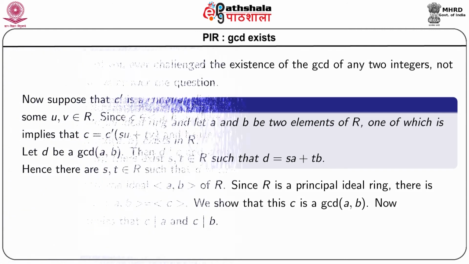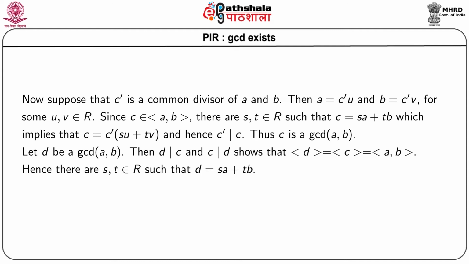Now, we show that any other common divisor C dash of A, B also divides C, and thus it will be proved that C is a GCD of A, B. For this, consider a common divisor C dash of A and B. Then we have some U, V in R such that A equals C dash U and B equals C dash V. Now, C belongs to the ideal generated by A, B implies that C is equal to SA plus TB for some S, T in R. If we replace A by C dash U and B by C dash V, then we get C is a multiple of C dash, that is, C dash divides C. Thus, C is a GCD of A, B.